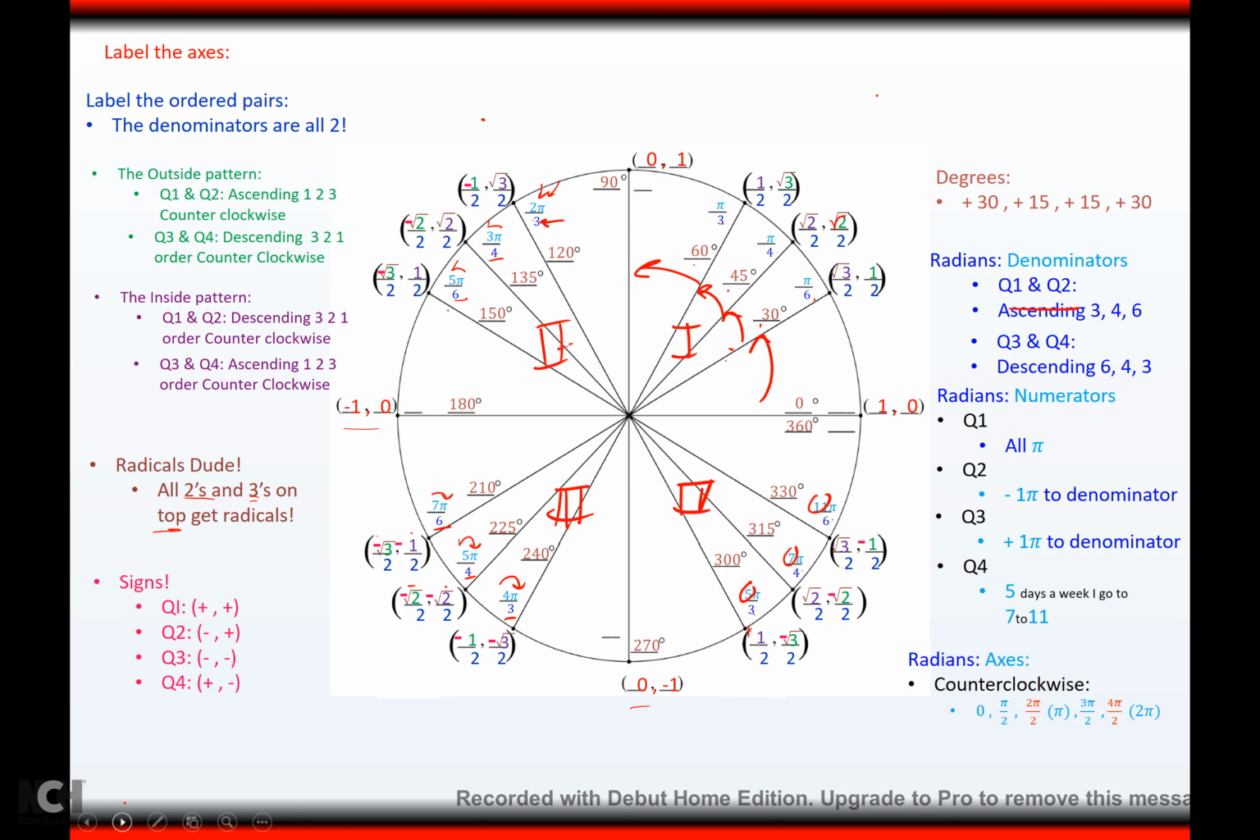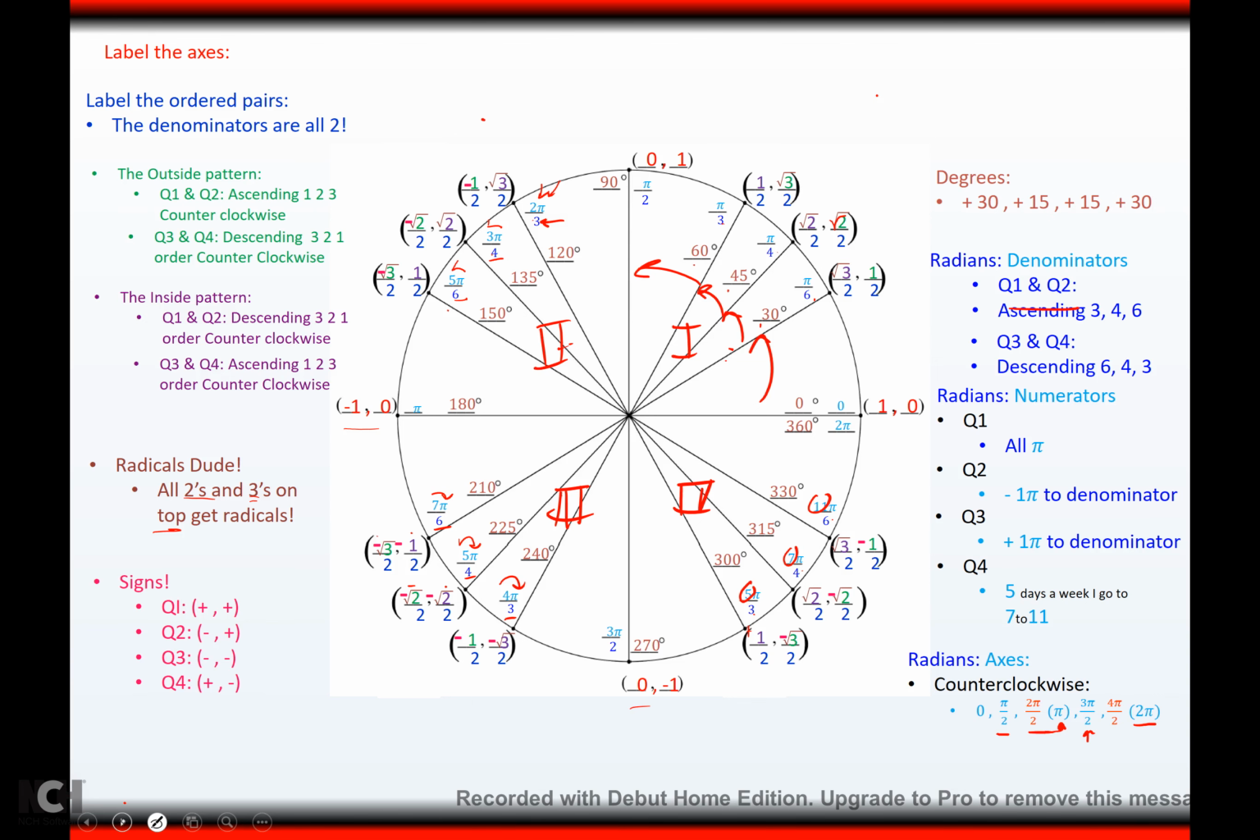All right, and then we need our radians for counterclockwise. You're going to go 0, pi over 2, 2 pi over 2, which reduces down to pi, 3 pi over 2, and 4 pi over 2, which reduces down to 2 pi. So we have 0, pi over 2 at the top, 2 pi over 2 on the side, which reduces to pi, 3 pi over 2 at the bottom, and 4 pi over 2, which reduces to 2 pi on that end. And there, my friends, is your unit circle.